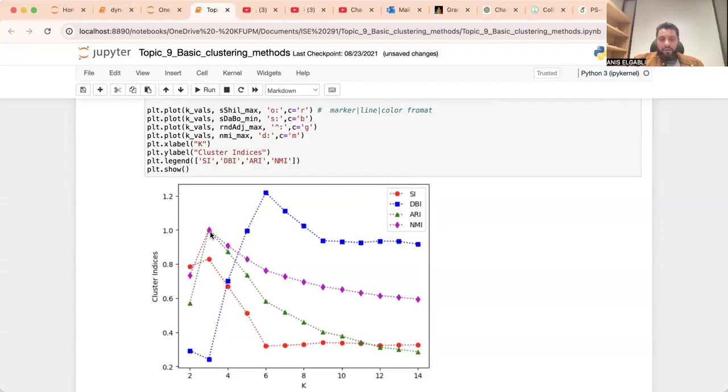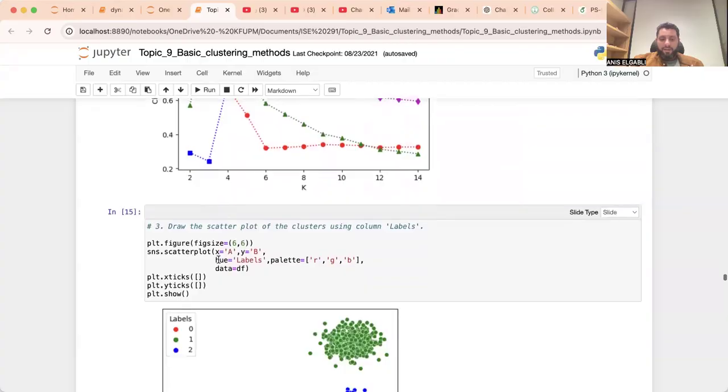Okay, so by the way, these two, the SI and DBI, are the internal ones, and these two, the ARI and NMI, are the external ones. But there's an agreement here. All the internal as well as the external metrics are telling us that when K is equal to 3, K equal to 3 is the best choice.